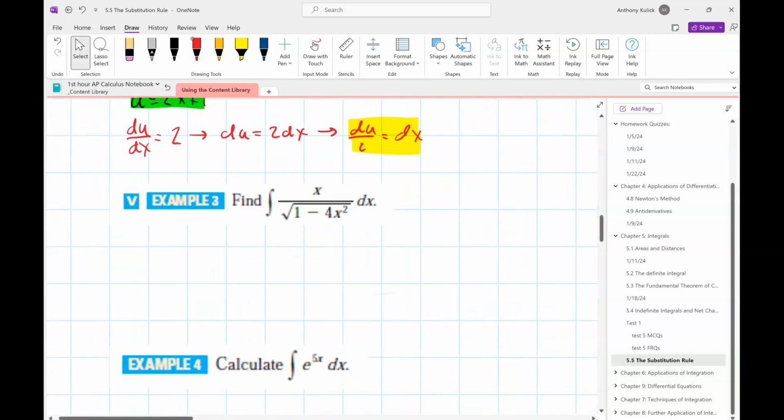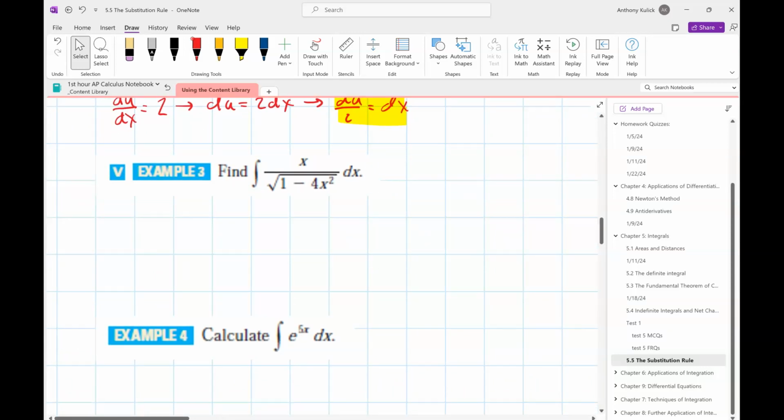All right. Let's take a look at the next one. What should I pick to be my u here? I would not make that as my choice. Let's recognize what's the antiderivative rule that we want to apply in this situation.